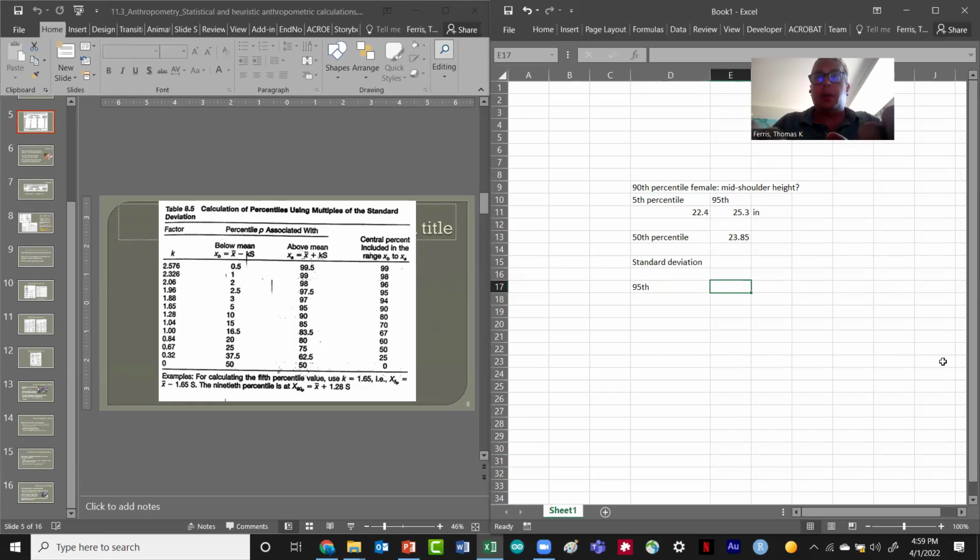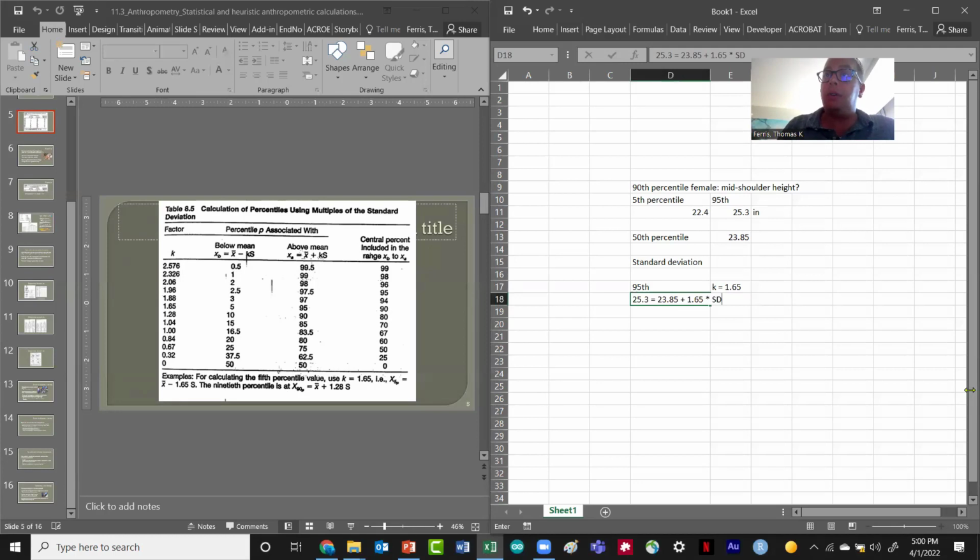So if we know our 95th K value equals 1.65, and I got that because I'm designing for the 90th percentile, not for the middle 90%, which is a different question. I'm looking right here at the 90th percentile, and I see the 95th percentile, because I know that value: 95th percentile, 1.65. All right, K is 1.65. Then I know my equation is 25.3 equals 23.85, the mean, plus the K factor, 1.65, times whatever our standard deviation is.